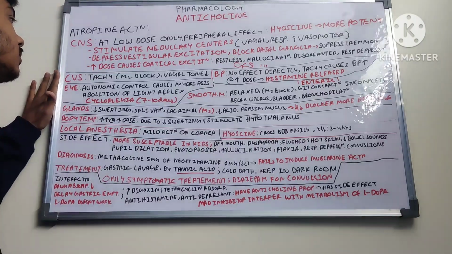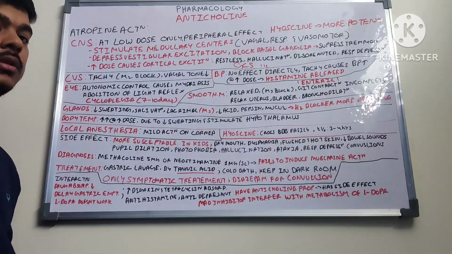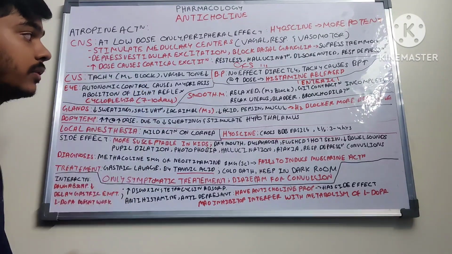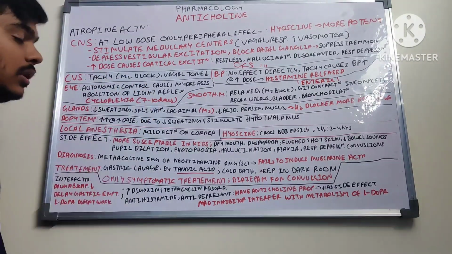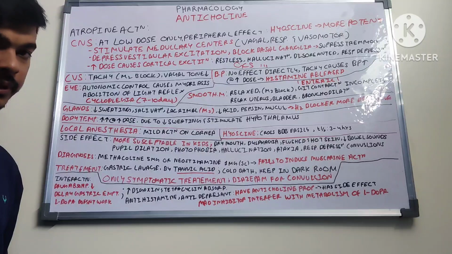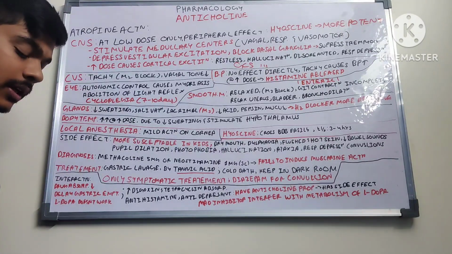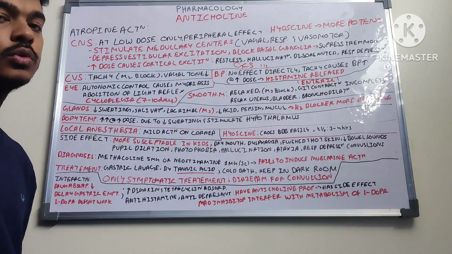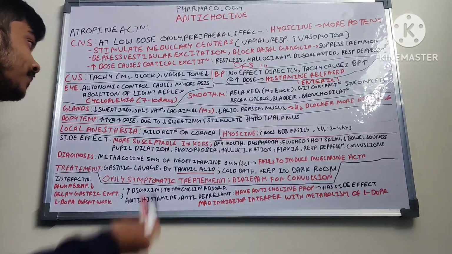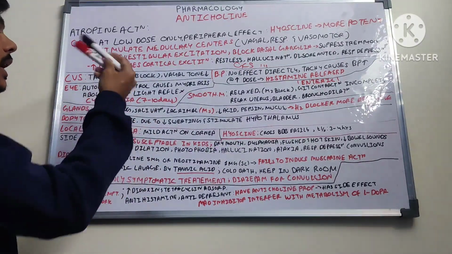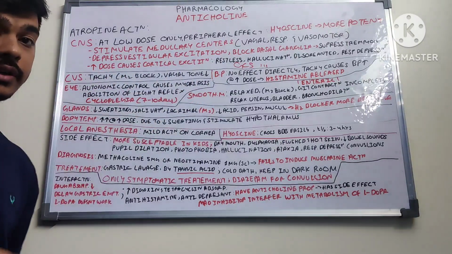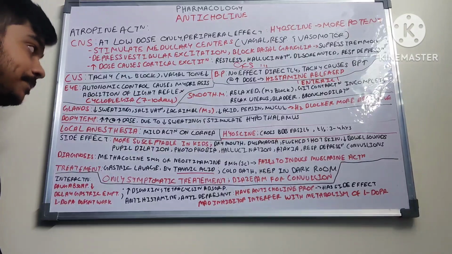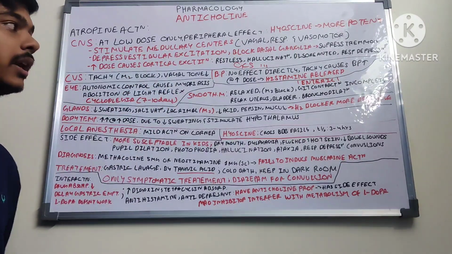Next, let's come to the cardiovascular system. As I told you in the beginning, tachycardia takes place due to blockage of M2. What we studied was that M1 is present in the ganglia, M2 is present in the heart muscles, and M3 is present in the smooth muscles and certain glands. So here, due to the blockade of M2, tachycardia happens and also a decrease in the vagal tone. The vagus nerve is not that active. Hence, there is tachycardia.